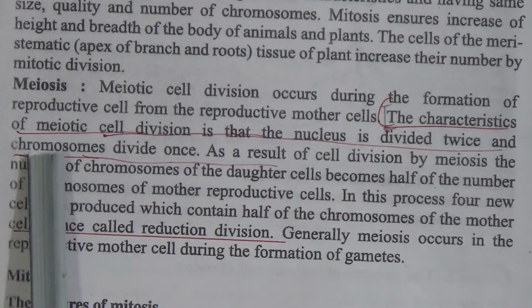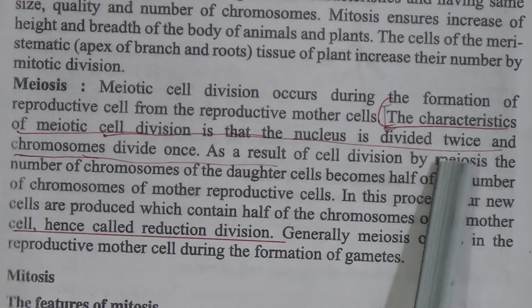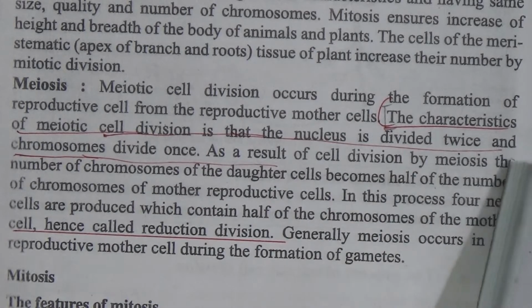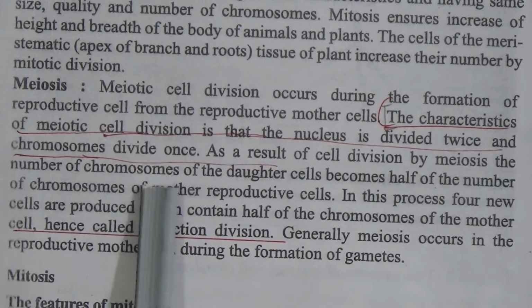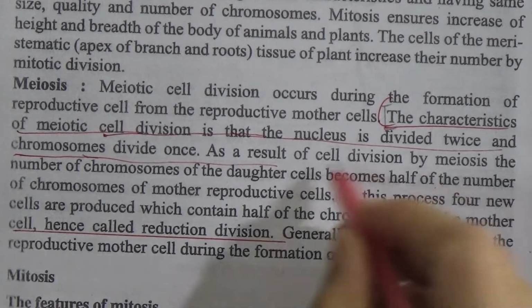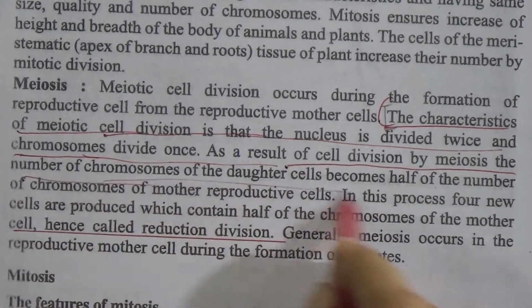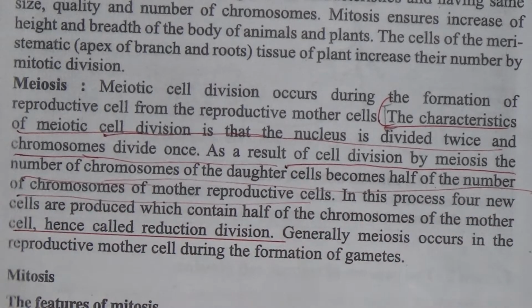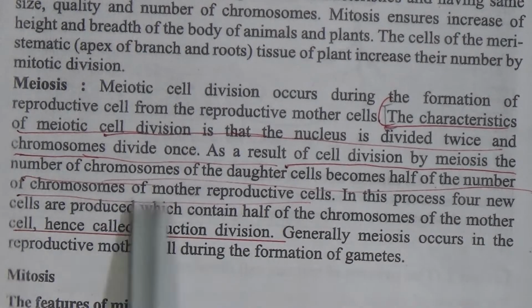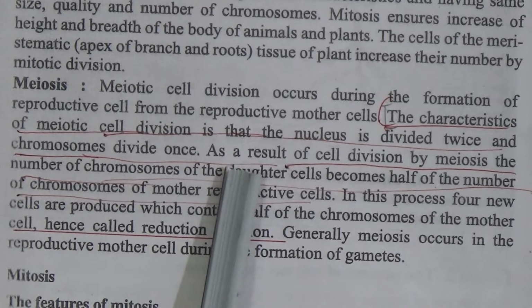The characteristic of meiotic cell division is that the nucleus is divided twice and the chromosome is divided once. As a result of cell division by meiosis, the number of chromosomes of the daughter cells becomes half of the number of chromosomes of the mother reproductive cell. In this process, 4 new cells are produced which contain half of the chromosomes of the mother cell, and that's why this cell division is called reductional cell division.